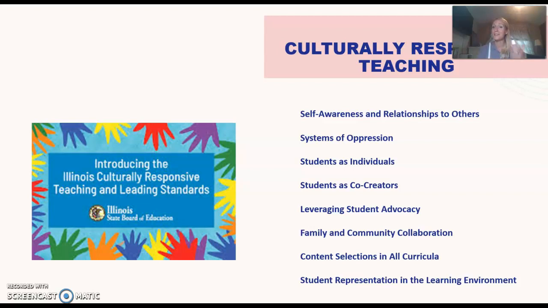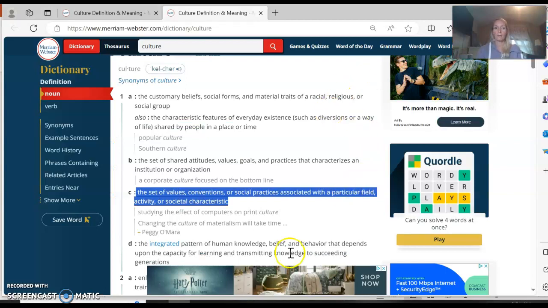And so hopefully this is just reactivating some of the learning that you've done over the years. But they broke it up into a number of standards: self-awareness in relationship to others, systems of oppression, students as individuals, students as co-creators, leveraging student advocacy, family and community collaboration, content selections in all curricula, and student representation in the learning environment.